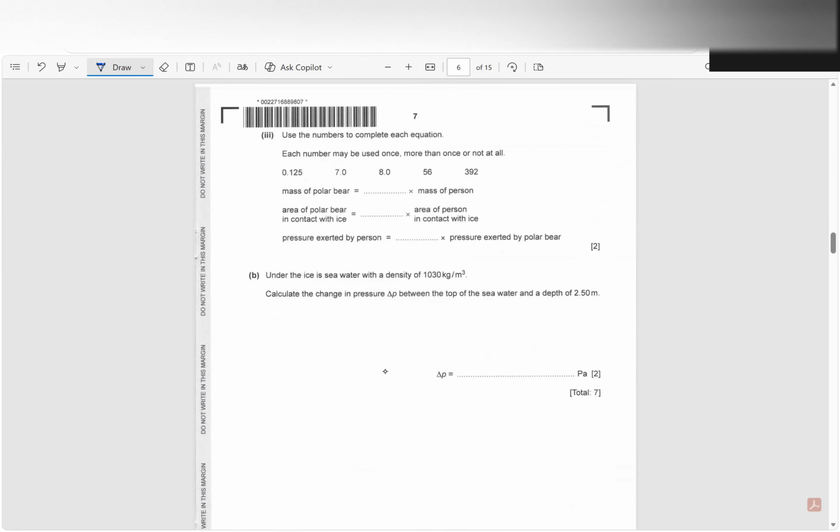Moving on. In the next part, we've been asked, use the numbers to complete each equation. Each number may be used once, more than once, or not at all. We're going to do one thing over here for our ease. We're going to take it as an equation where something is not known to us, and we can simply call it a simple variable. And this is how we're going to solve the equation. For example, mass of a polar bear is equal to dash into mass of a person. We have mass of a polar bear and also mass of a person already given to us in the table above.